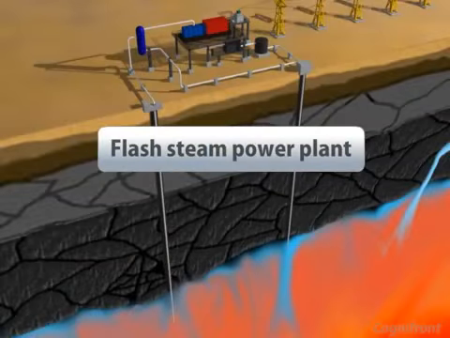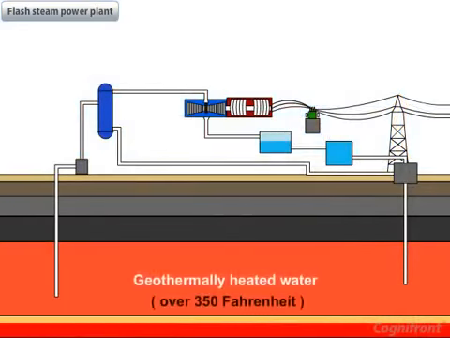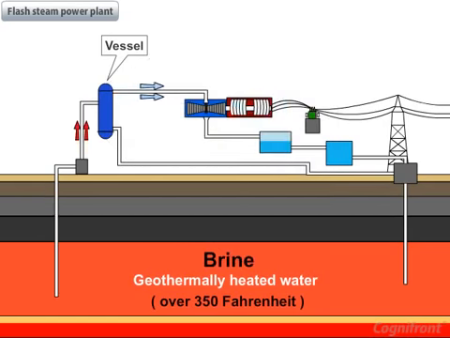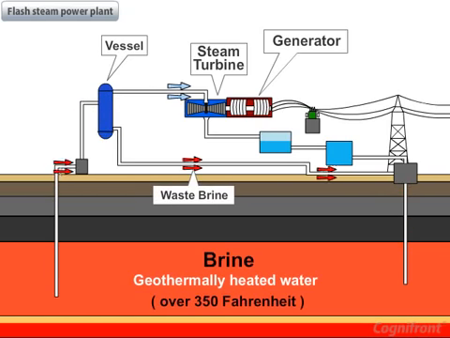The next type is the flash steam power plant. This type is used where there is an availability of geothermally heated water at a high temperature of over 350 Fahrenheit. This water is called as brine, and it is transferred to a vessel where steam is generated. This steam drives the turbine coupled with the generator to produce electricity. The waste brine is injected back into the earth.